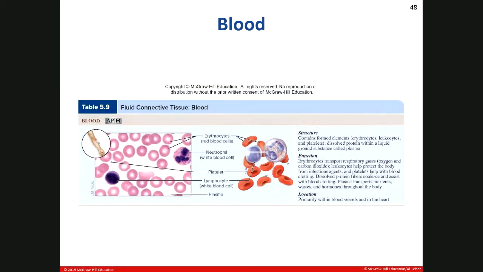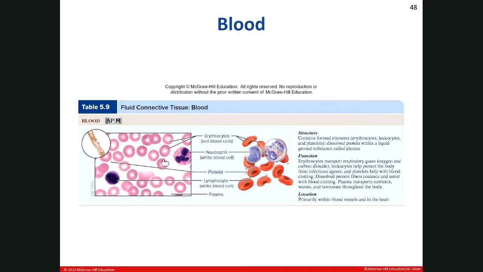Okay, so now we're into the last type of connective tissue. We had connective tissue proper, supporting connective tissue, and now finally fluid connective tissue. There are two types of fluid connective tissue, blood and lymph. Here is our blood connective tissue. Red blood cells, here's some lymphocytes. We've got a lymphocyte and a neutrophil. Neutrophils, remember, are the cells that go after the bacteria. Then you've got little dots on here, those are the platelets. That's how small the platelets are.